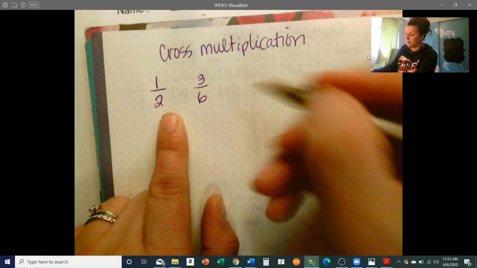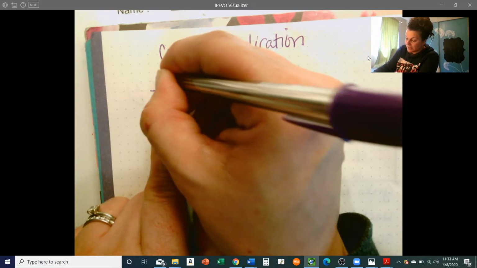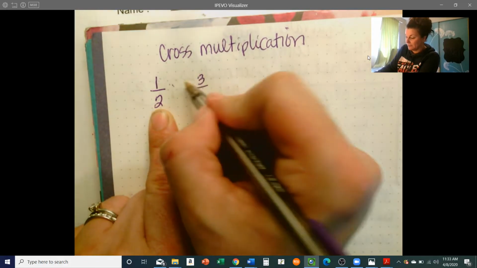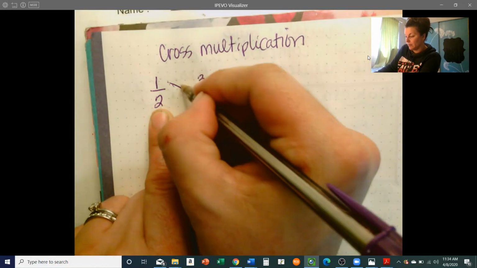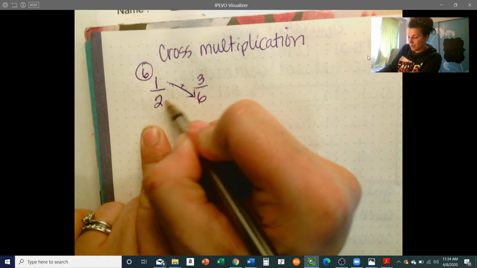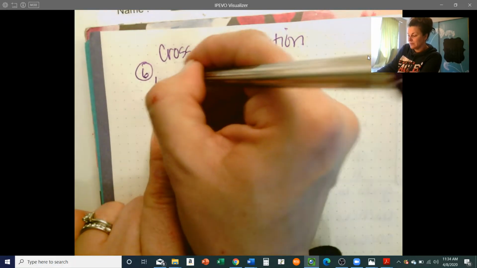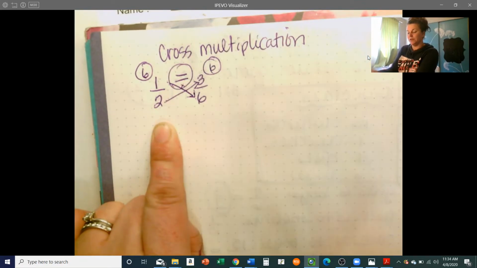Cross multiplication. If they're equal, when I multiply the top left number by the bottom right number, I get 6. When I multiply the bottom left number by the top right number, I get 6. So yes, they're equal.